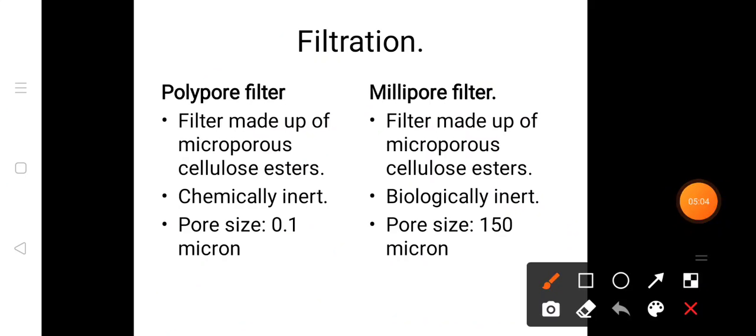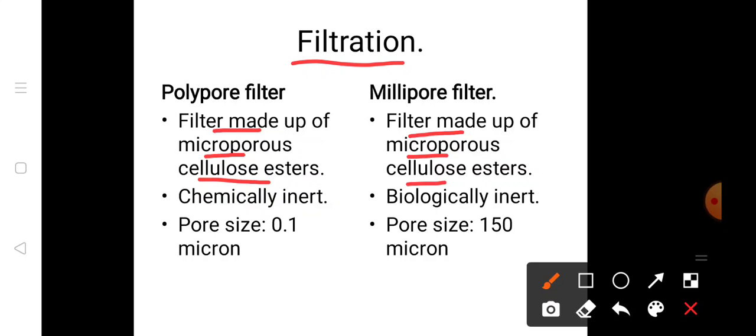Now the fourth method, that is filtration. In filtration, you can see that two types of filters or membranes are used for the filtration of a given air volume sample. First is a polypore filter, and the second is a millipore filter. Polypore filters are made up of microporous cellulose ester, and millipore filters are also made up of microporous cellulose esters.